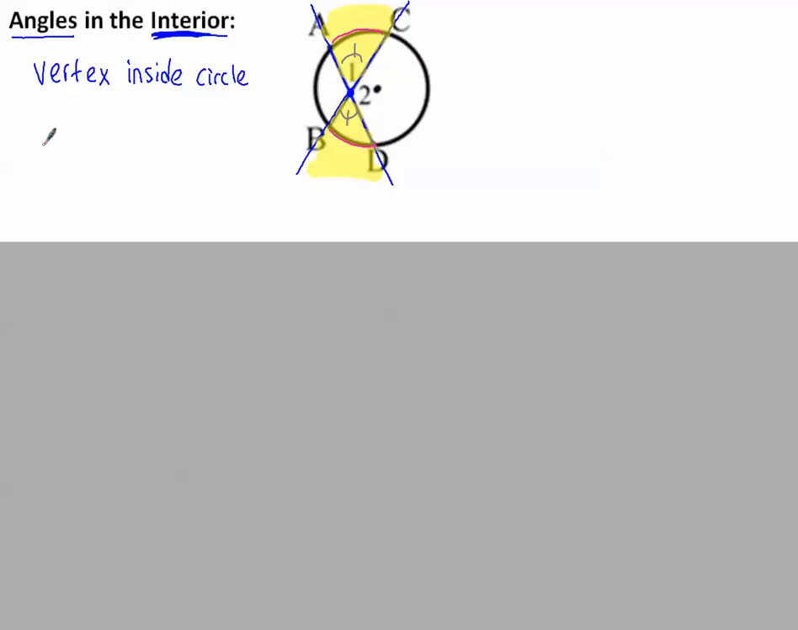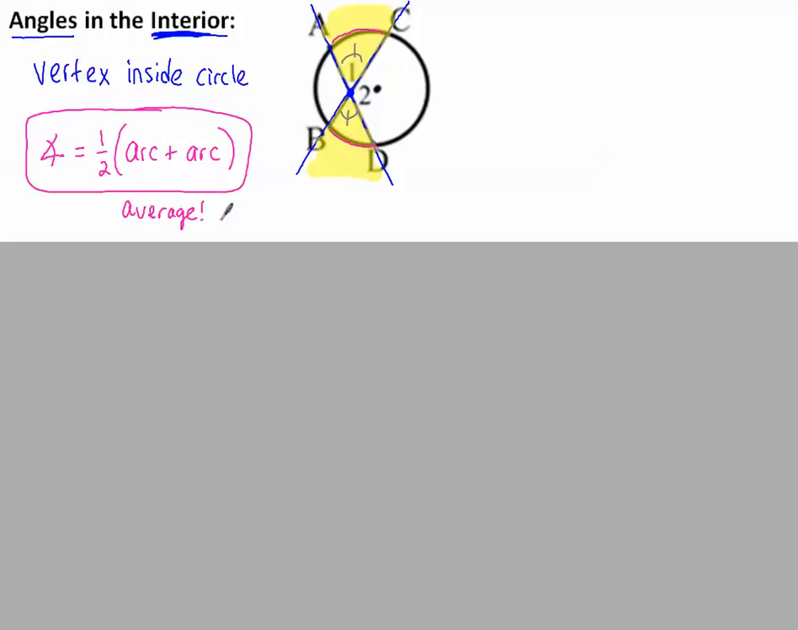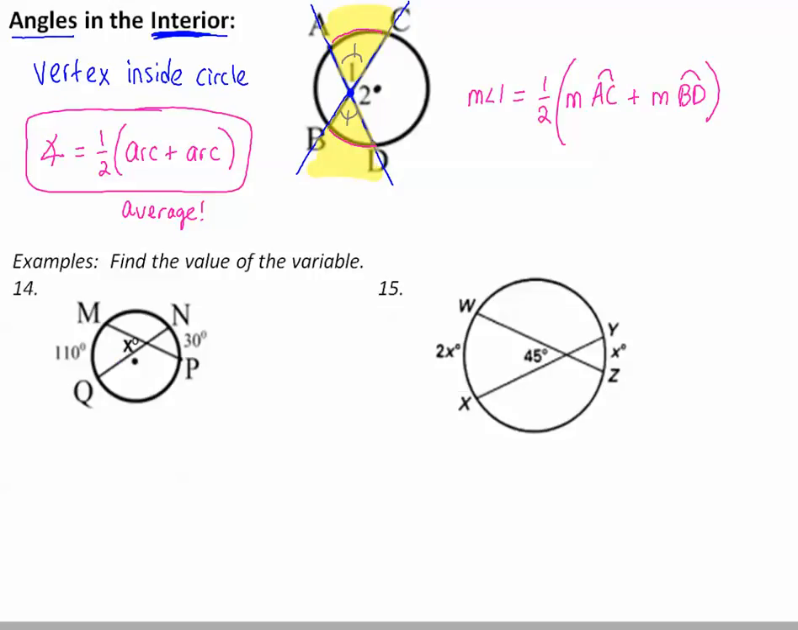So here's our formula for this. The angle, which you know they're both the same, is half of the two arcs added together, or the average. You can think the average of those two arcs. Average the arcs. So I would write in this picture that the measure of angle 1 is equal to half of the measure of arc AC plus the measure of intercepted arc BD. Notice angle 2 is not part of that because it's not in the light that's shining on those two arcs. Let's look at a couple of examples.